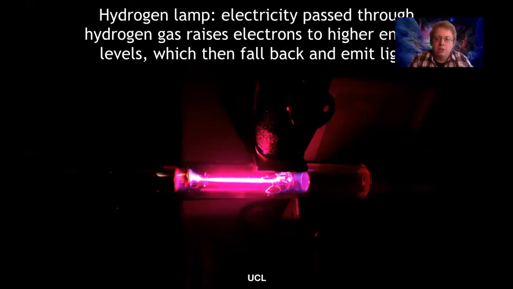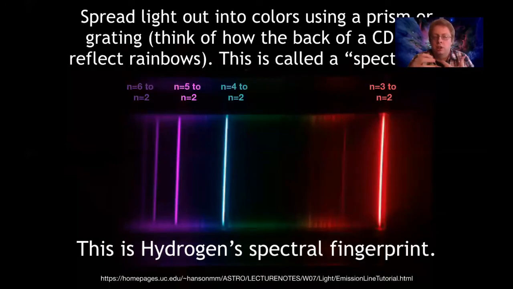If we take these hydrogen lamps and we take the light they produce and we shine it through a prism or through a grating, which is kind of like what the back of a CD looks like when it reflects a rainbow. So if you take your CD and you shine it to the sun and then you reflect that light, you can see a rainbow pattern caused by that. So what we do is we use these prisms and CD gratings to spread out the light and see the different colors. This we call a spectrum.